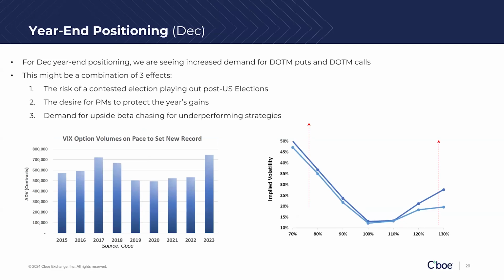And finally, the one last risk that I want to cover is year-end positioning, to convey how volatility traders are positioning for year end. What I'm showing on the graph on the right-hand side is the skew from 4 weeks ago, which is the light blue, versus the skew currently, which is the dark blue. And what you're seeing is a lift in the skew surface for both deep out of the money puts as well as deep out of the money calls.